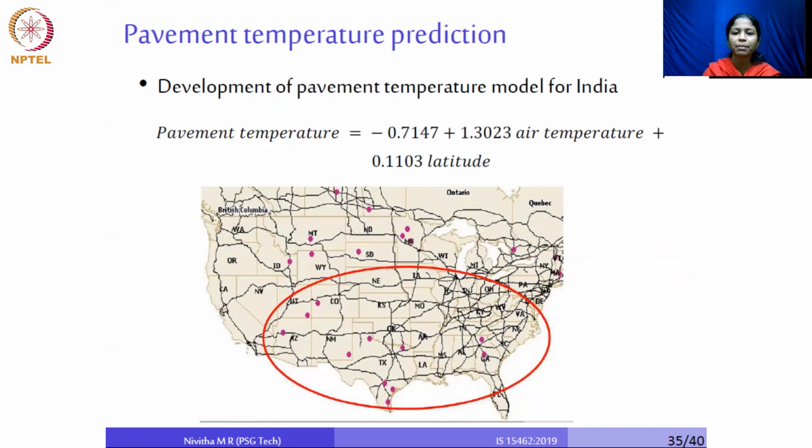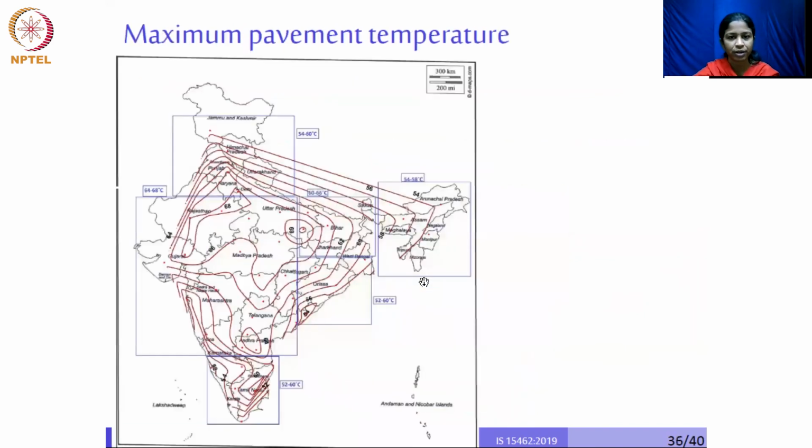But the predominant among them are the air temperature and the latitude, right? The 6th one was radiation, so this latitude determines the radiation that is experienced at a particular locality. That is why for this study, we chose only 2 parameters, air temperature and latitude. And then this was the regression model that was used to establish the relation between air temperature and pavement temperature.